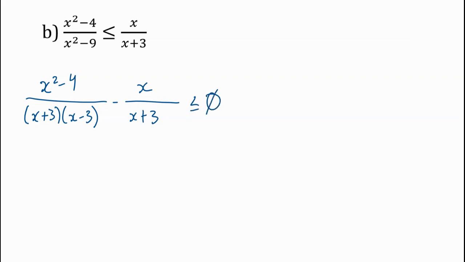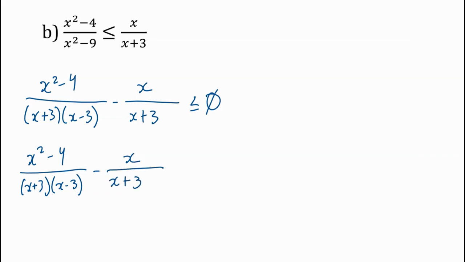But I do want to factor the bottoms because I'm getting a common denominator. I already have x plus 3 in the denominator. So for the second fraction, I'm just adding an x minus 3. How do I do that? Multiply by x minus 3 over x minus 3. Again, you don't have to show this step.